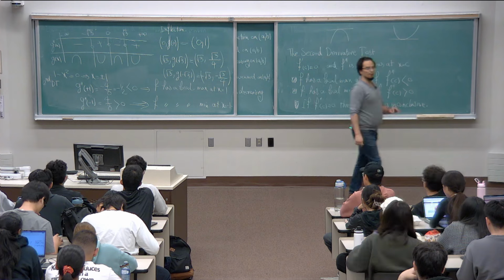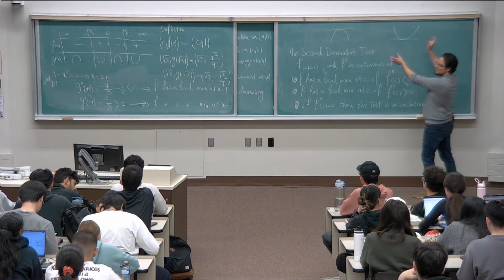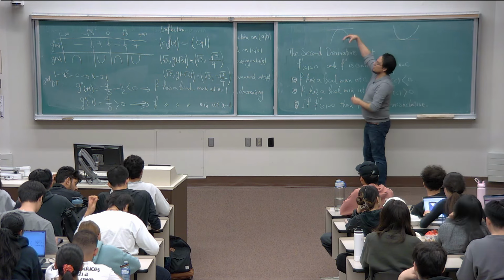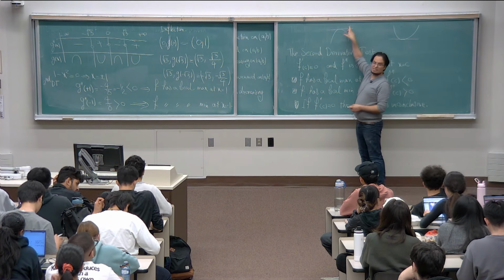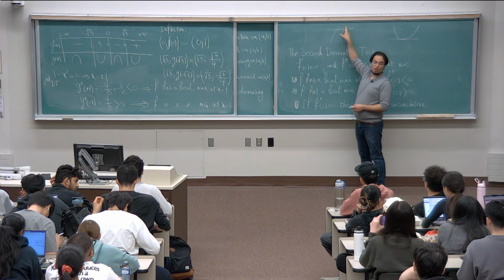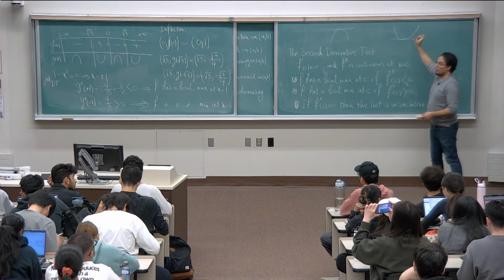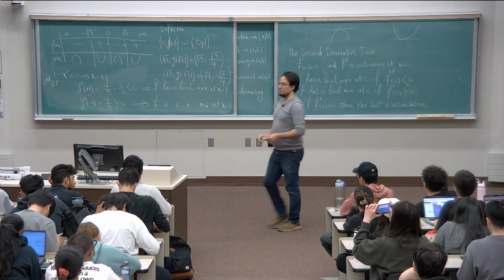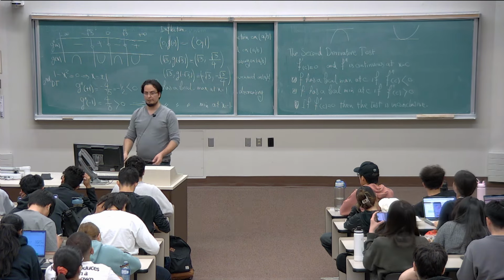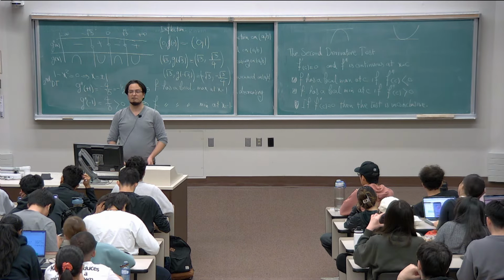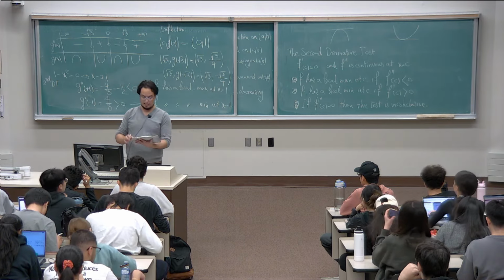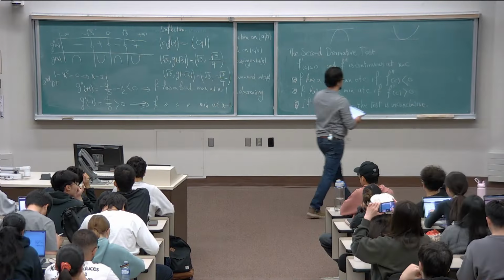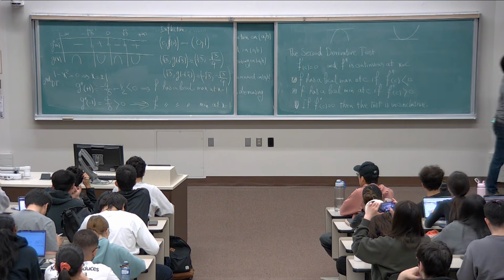Just be careful. It seems a little bit counterintuitive. When the second derivative is negative, it gives us a local max. When it is positive, it gives us a local min. Just keep that in mind. Only the value of the second derivative at that point matters. Any questions, any comments?